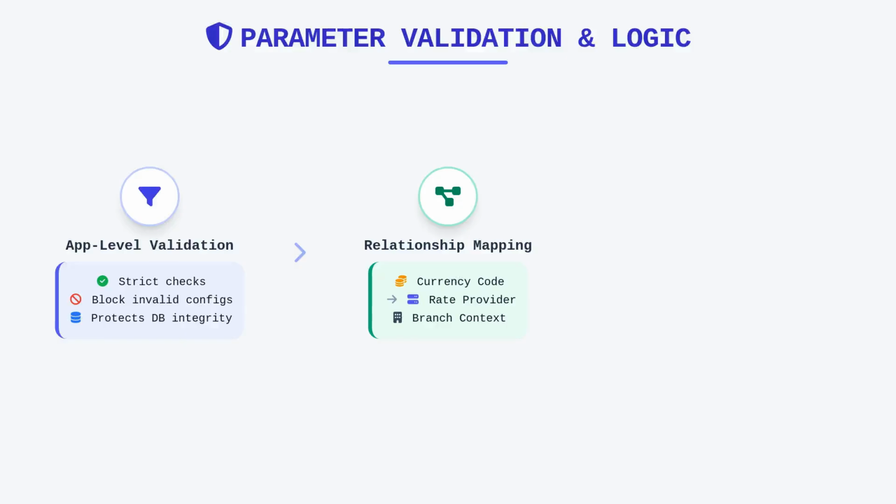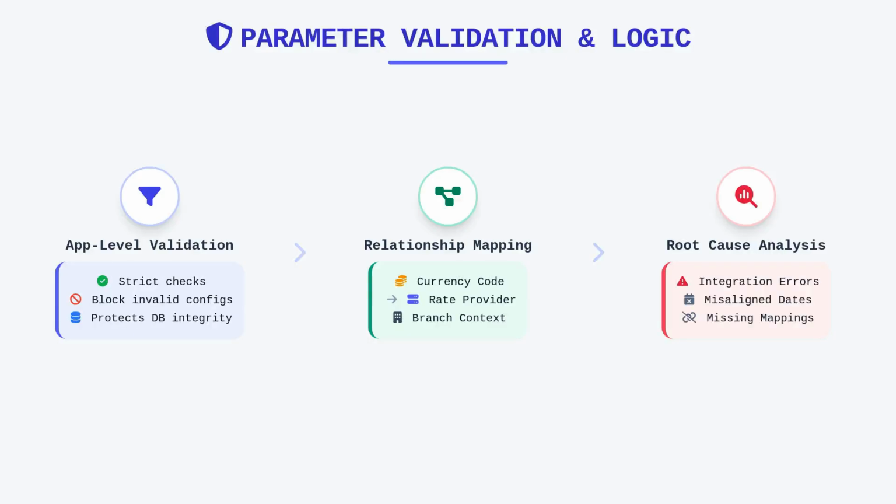From a troubleshooting perspective, if a module fails to execute a specific transaction, the first place we look is the parameter maintenance. Often, a missing mapping or a misaligned date parameter in the global configuration will manifest as an unexpected error in the integration layer later on.